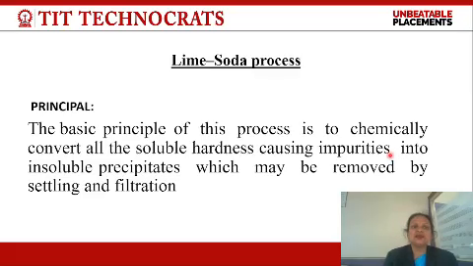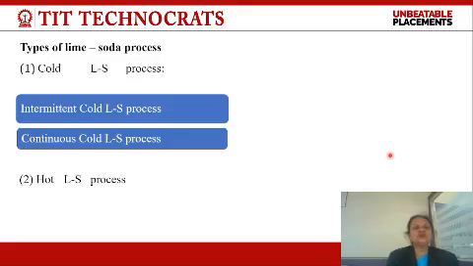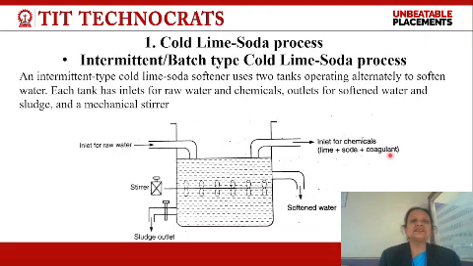That is, the basic principle of this process is to chemically convert all the soluble hardness-causing impurities into insoluble precipitates, which may be removed by settling, filtration, and blow down operation. Lime soda process is of two types: cold lime soda process and hot lime soda process. Cold lime soda process can also be divided into two parts: first, intermittent cold lime soda process, and second, continuous cold lime soda process.